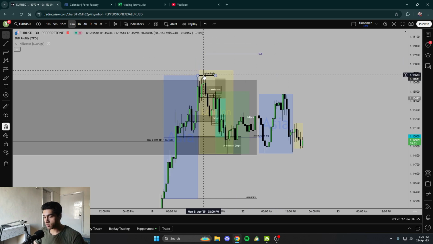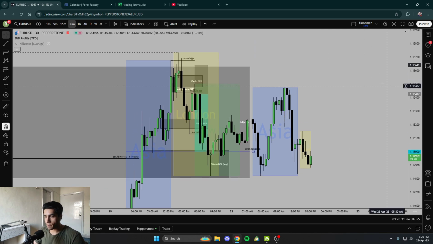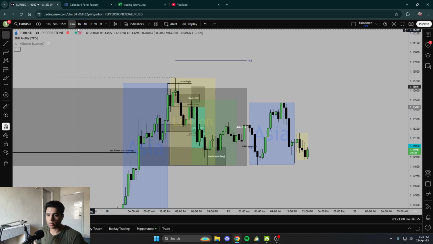So London kill zone puts in the high of the day, sweeping Asian high, and we're also keeping in mind that this right here, this consequent encroachment line, is the equilibrium level of this Asian range. As the Asian range was very bullish, the consequent encroachment of this range was an important POI. Also, it perfectly aligned with the 30-minute BC resting here, which was barely tapped into before. So we were looking to retrace back into it later on, and that's exactly what happened.